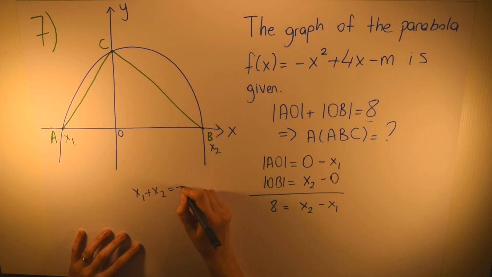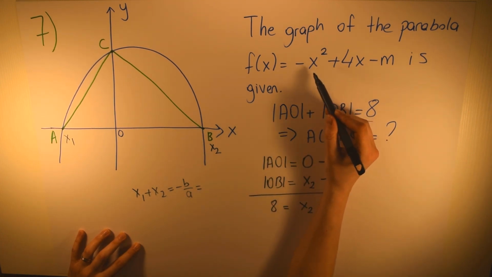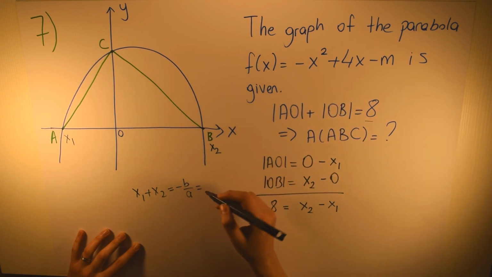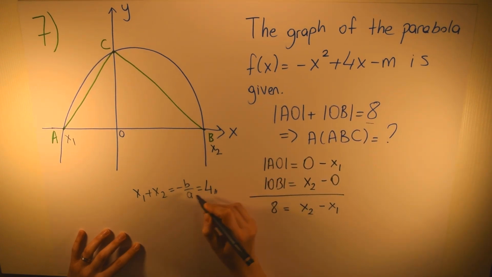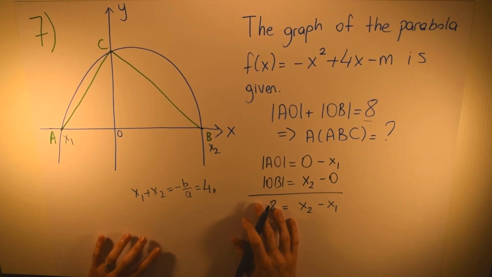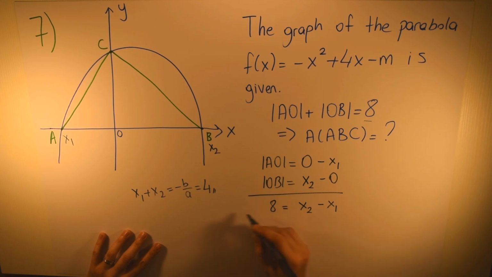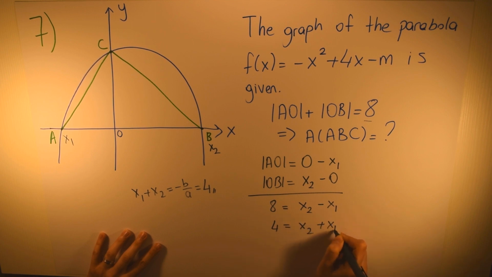Perfect. Now we know another formula, which is x1 plus x2, right? Which is equal to minus b over a. So here, what is minus b over a? It's minus 4 over minus 1, which is equal to 4. So we can also use this formula here. Let's write this down here. So it is 4 is equal to x2 plus x1.